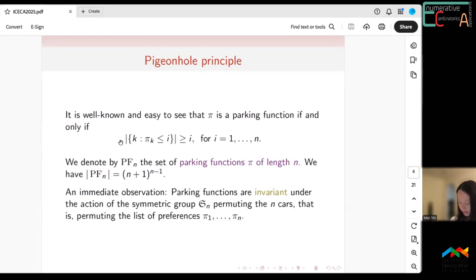From here, more things can be derived, and people found that the number of parking functions of length n is (n+1)^(n-1). This is a magical number because it coincides with the cardinality of many other combinatorial objects. Also from the pigeonhole principle, we can conclude that parking functions are invariant under permutation of the cars.